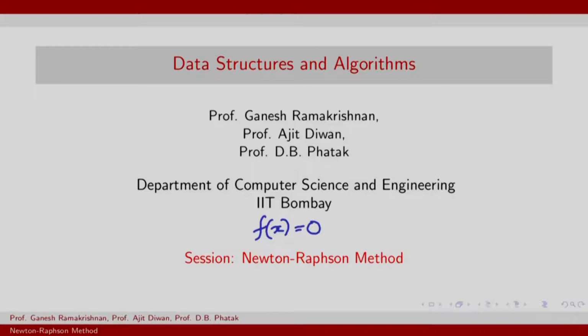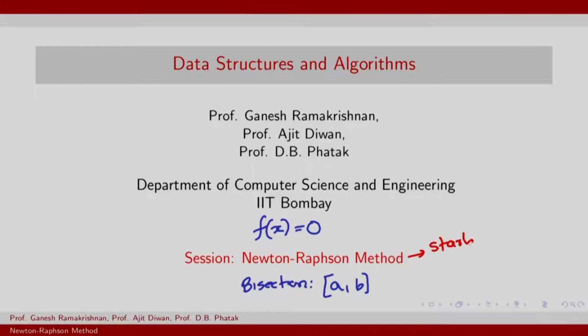We discussed the bisection method which halves the possible search range at every iteration. So bisection requires an interval [a, b] to be specified in which you expect the answer to occur. On the other hand, Newton-Raphson, which we will discuss today, does not require an interval.